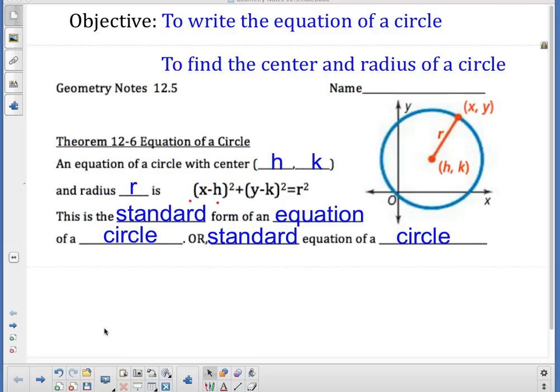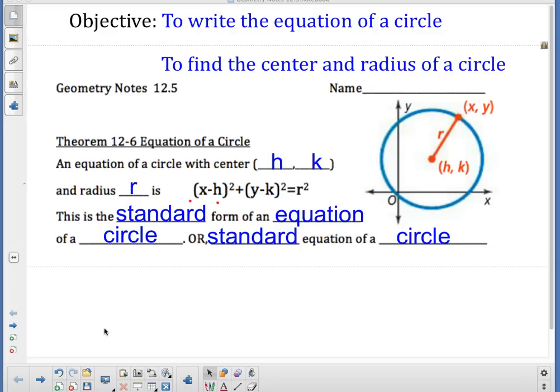Okay, so today, our last day of new material. Tomorrow we might clean up some stuff from the notes that I don't do today in class, but that's about it. The objective is to write the equation of a circle and define the center and radius of the circle. And you'll be able to do that today.